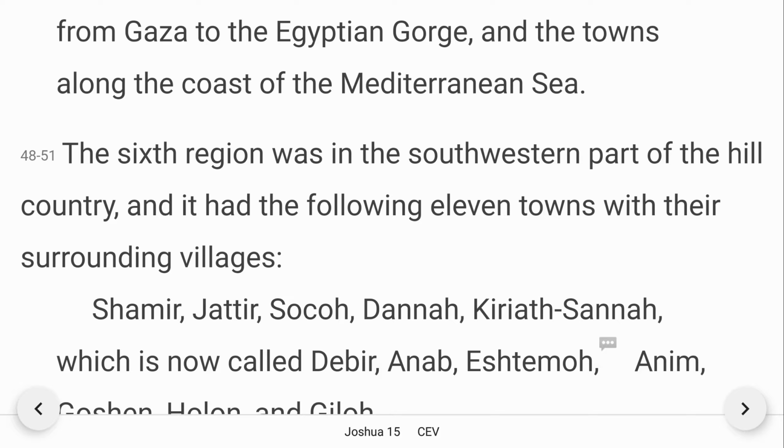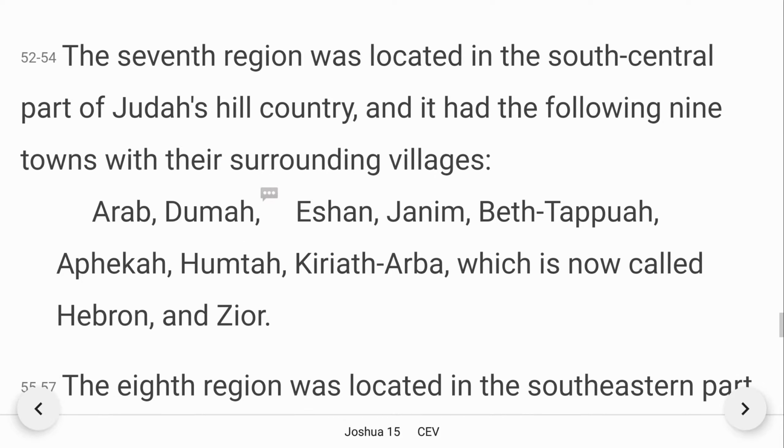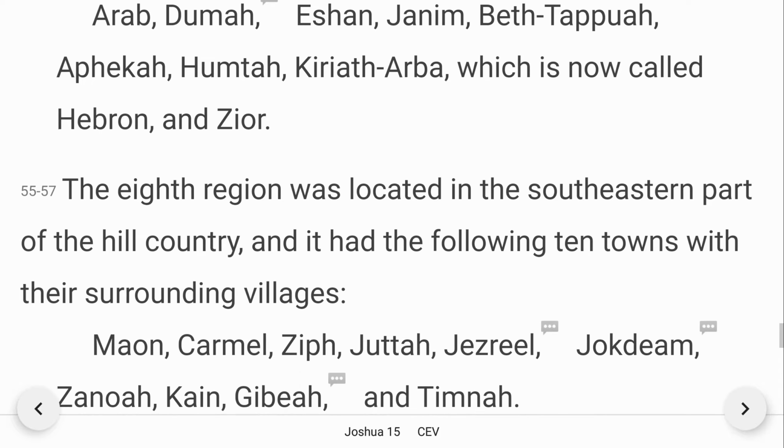The sixth region was the southwestern part of the hill country, and it has the following 11 towns with their surrounding villages: Shamir, Jatir, Soko, Dana, Kiryas Sana, which is now called Devir, Anab, Eshtemoa, Anim, Goshen, Horon, and Gilo. The seventh region was located in the south central part of Judah's hill country, and it had the following 9 towns with their surrounding villages: Arab, Duma, Eshan, Janim, Beth Kapau, Apekau, Humtai, Kiryas Arba, which is now called Hebron, and Zio.